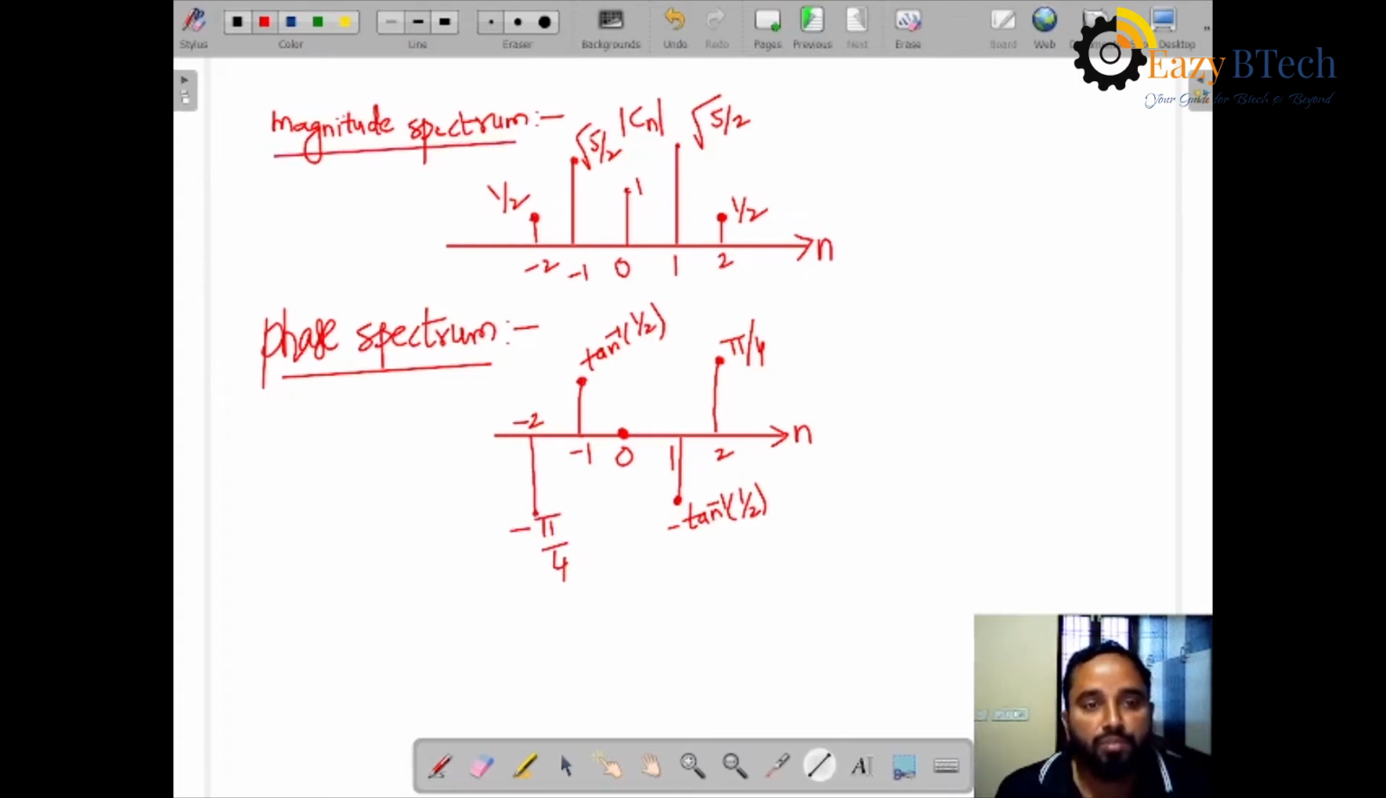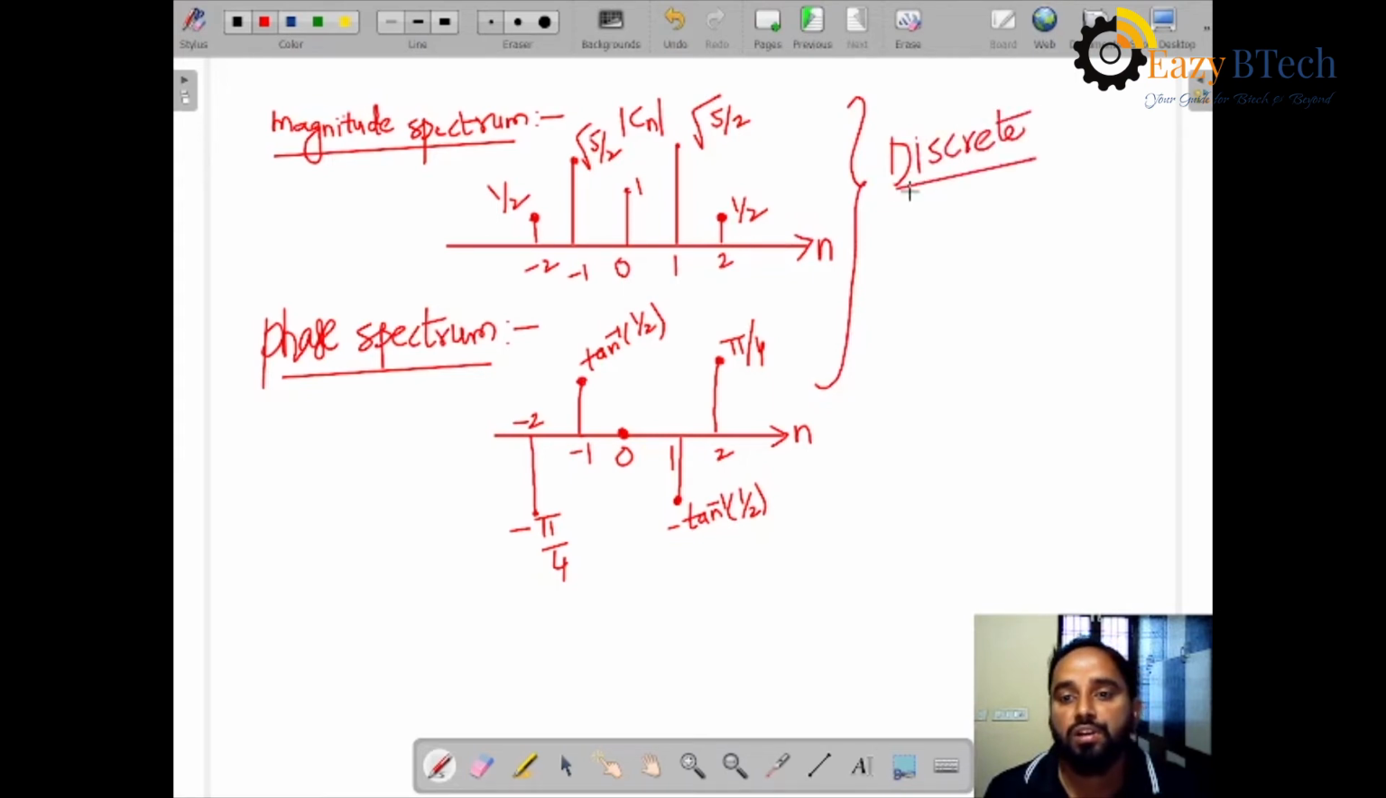So you can understand one point here. Both the magnitude and phase plots are discrete. Right or not? Magnitude plot is discrete, phase plot also discrete. We are discussing continuous time Fourier series, exponential Fourier series. We have taken a continuous time signal x of t, and in the magnitude plot and phase plot we got the result discrete. This is the point. Please remember.